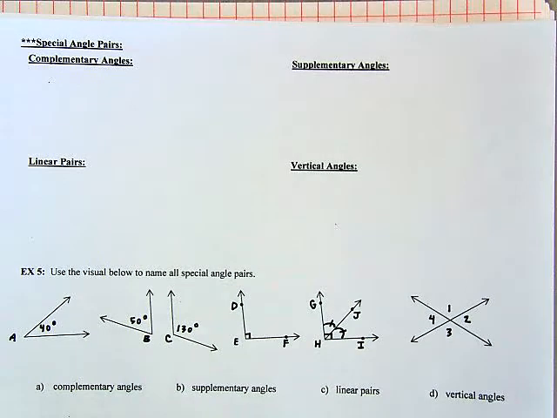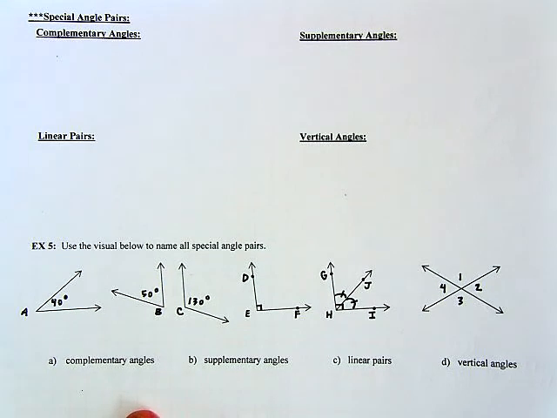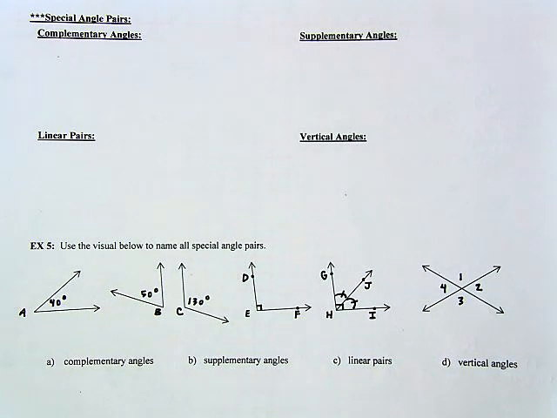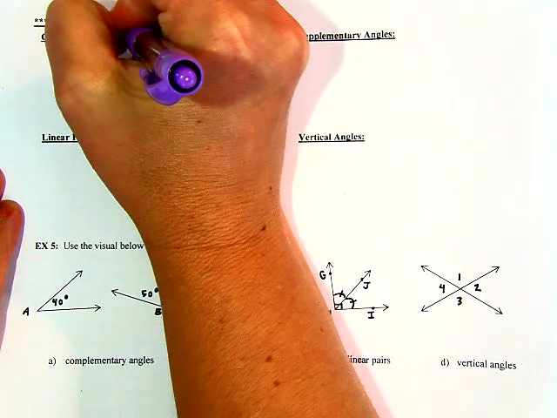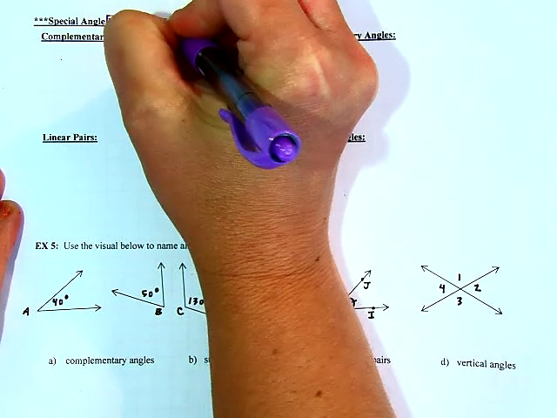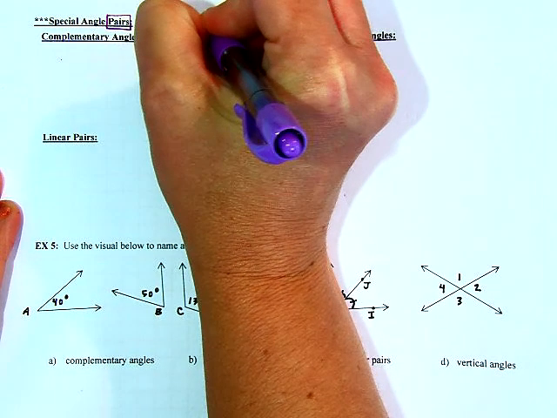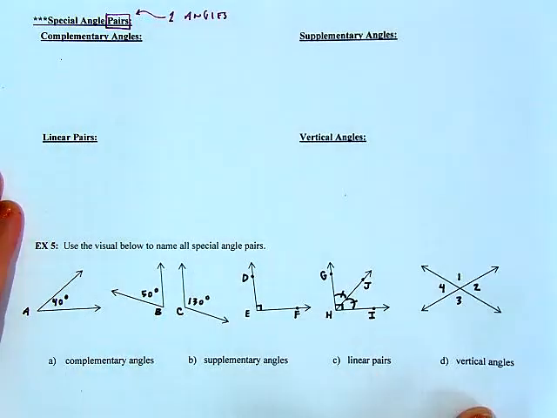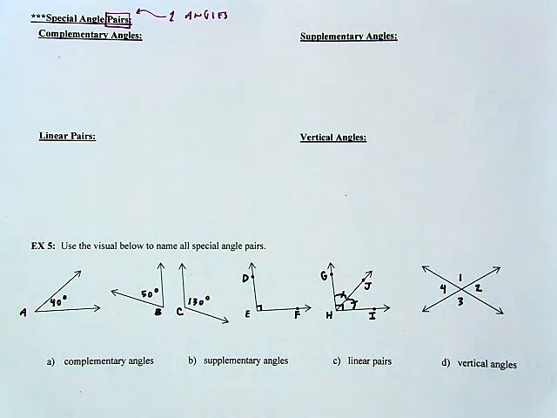So next, we're going to go over some special angle pairs. And by using that word pair, the implication is that we're looking at two. A pair of things means two. So we're looking at two angles. So let me first write that. Pairs means two. Okay. Complementary angles. So complementary angles have measures that add to 90 degrees. So we're looking at two angles with measures that add to 90.